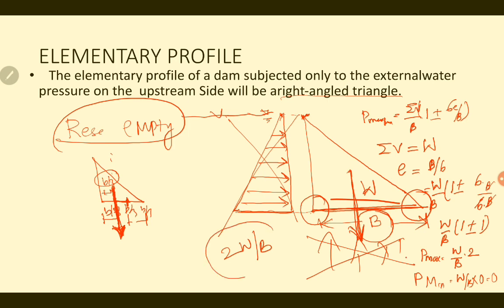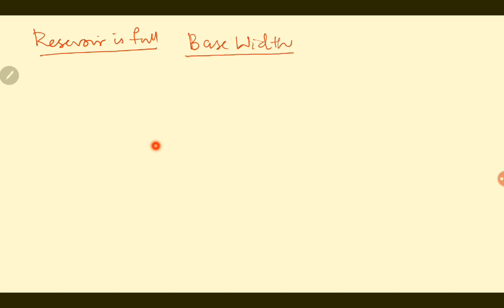You have the maximum vertical stress as 2W by B acting near the toe. Now we will see when the dam is full, when the reservoir is full. In the reservoir full condition, you have to find out the base width and the stress and the vertical stresses. To find out the base width in the case of reservoir full condition, you have two criteria.